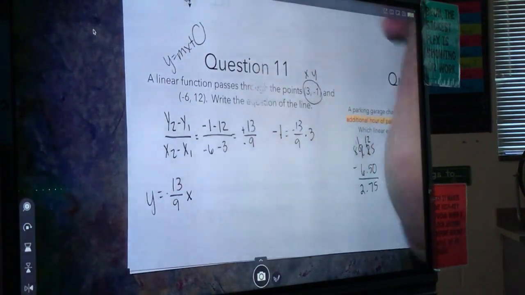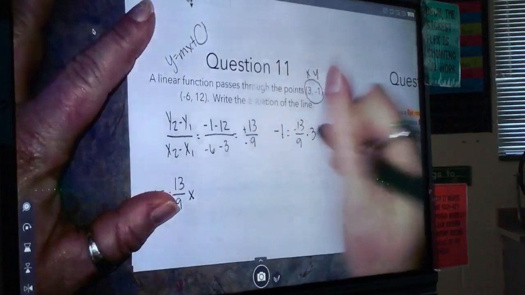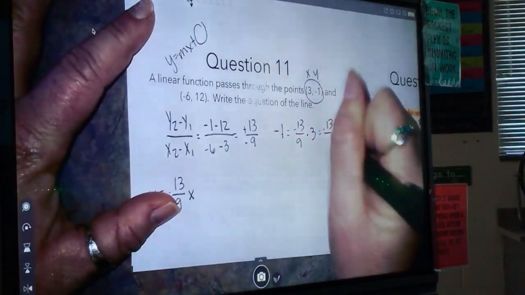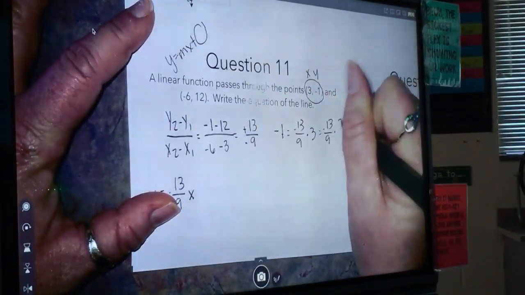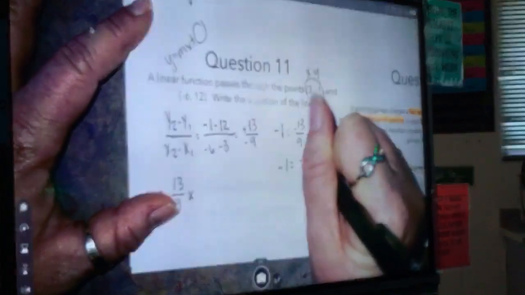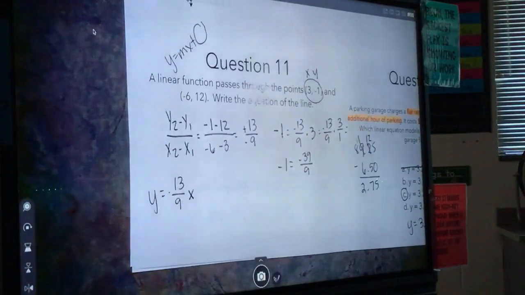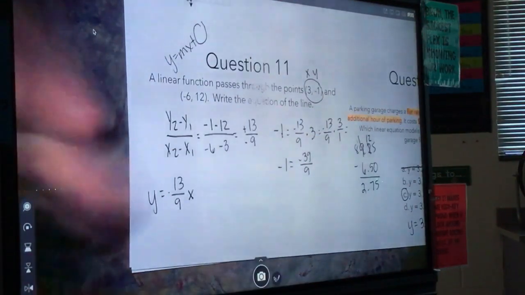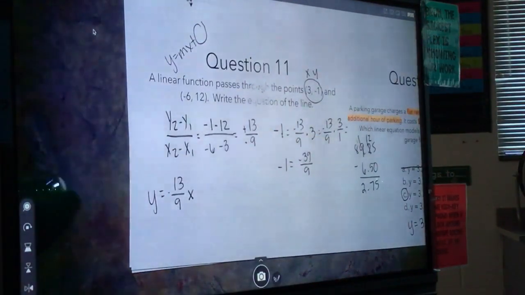You just solve it. So this becomes negative 1 equals negative 39 over 9. Again, I'm not doing anything that y'all have never seen. We are simply multiplying fractions. So stop giving me these crazy looking faces and just write it down and follow along. You are going to have a problem on the test tomorrow that is going to be like this.